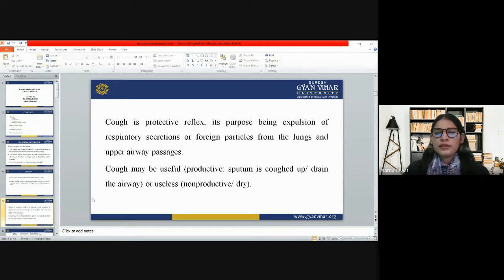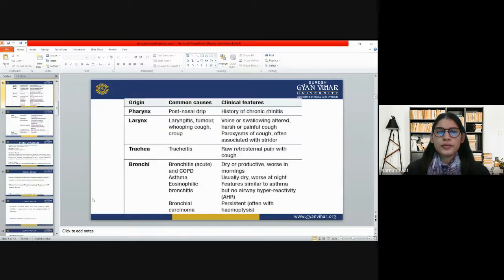Cough is a protective reflex, its purpose being expulsion of respiratory secretions or foreign particles from the lungs and upper airway passage. Cough may be useful, that is known as productive cough, where sputum is coughed up to drain the airway, or useless cough, that is non-productive cough or dry cough. So these are some organ-related diseases and their clinical features.